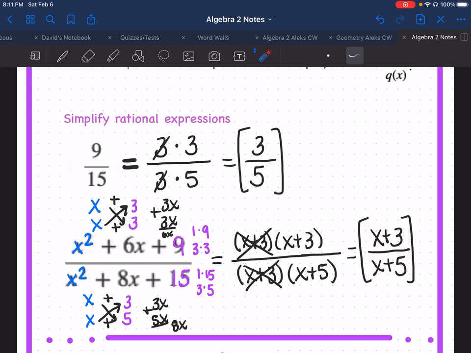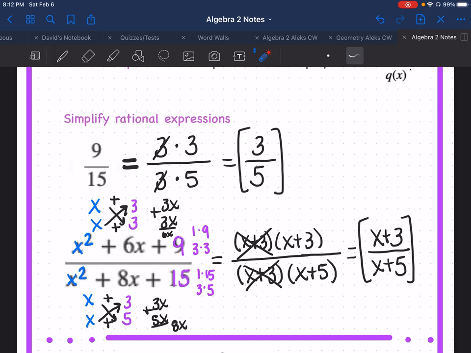You cannot go ahead and cross out the x's. Okay, you cannot do this. Let me show it to you. You cannot do this because these have to stay together as factors of the polynomials. Let me show it to you another way. Let's say that in our answer, x plus 3 over x plus 5, you think that you can cross out the x's, and you're seeing that your answer would be 3 over 5.